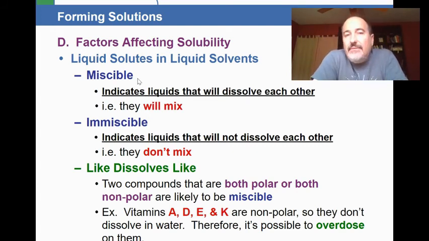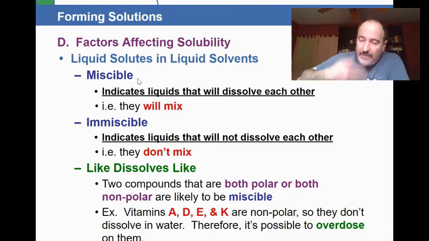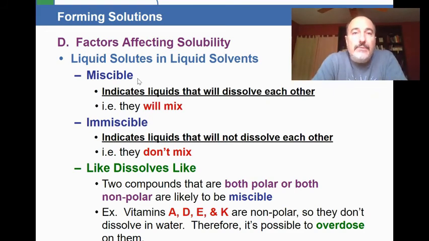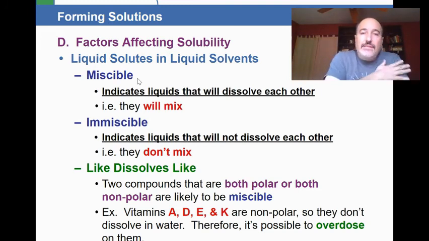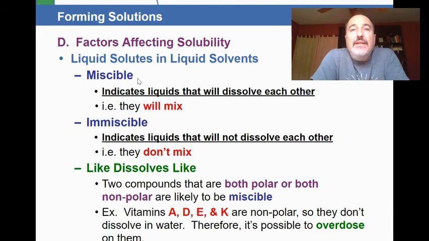Now, most vitamins are water soluble, which means if you take a lot of those vitamins, they just get flushed out of your system when you drink water. But other vitamins, like vitamins A, D, E, and K, those are non-polar vitamins. Therefore, when you eat those, they don't get flushed out of your system. Instead, they get stored with your fat, like in your liver and so forth. And you can actually get too much of those vitamins.